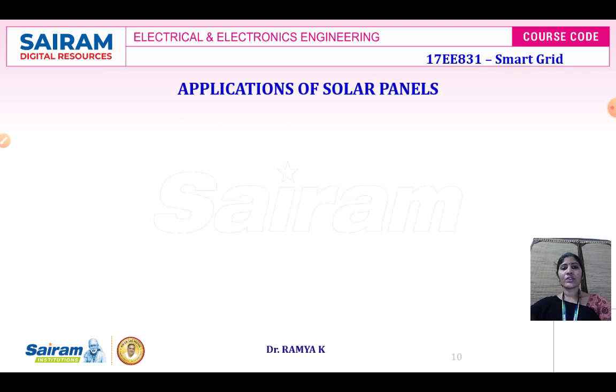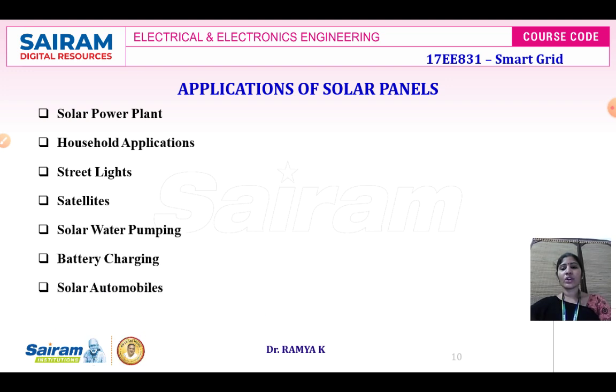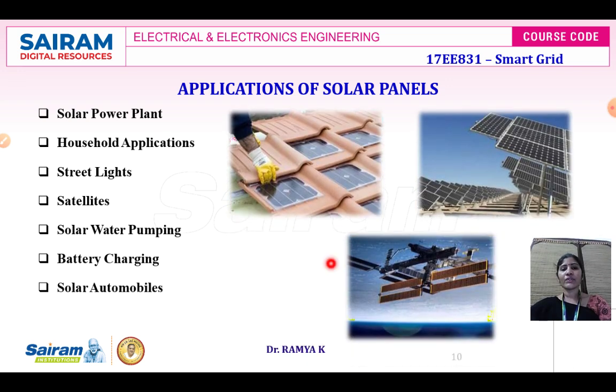Certain applications of solar panels are solar power plants, household applications, street lights, satellites, solar water pumping, battery charging, and solar automobiles. These diagrams represent the solar applications. This one is the smart grid, that is, a solar power plant installed on site. It is for aeronautics, and this is the application shown for houses.